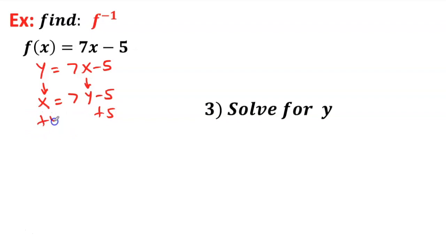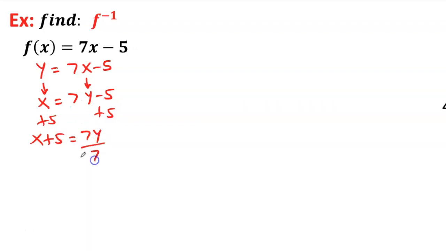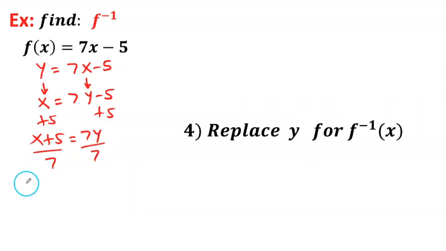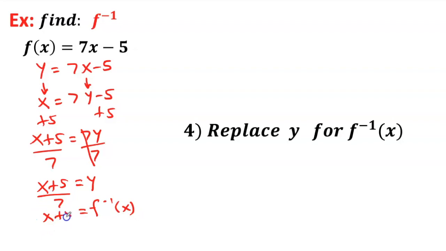Cancel the 5 on both sides, so I'm going to have x plus 5 equals 7y divided by 7, and now once I cancel and I leave the y by itself, I want to replace this y by the symbol of the inverse function. So my inverse function is x plus 5 over 7.